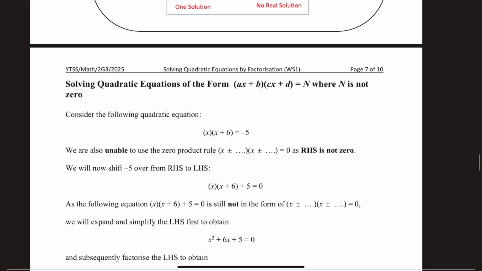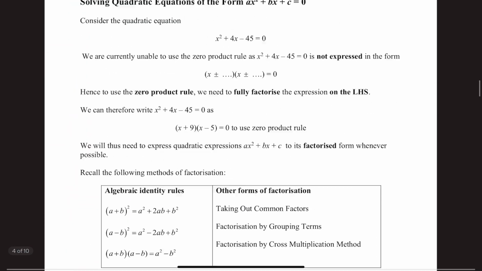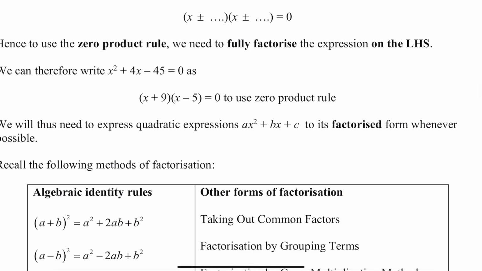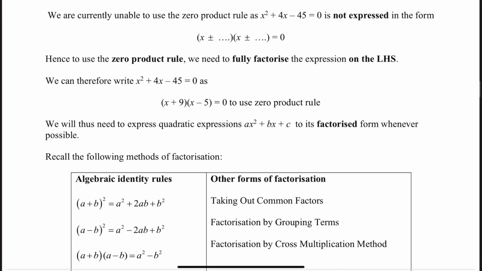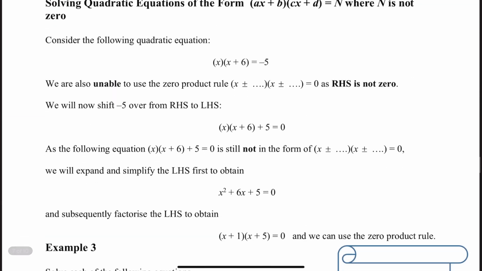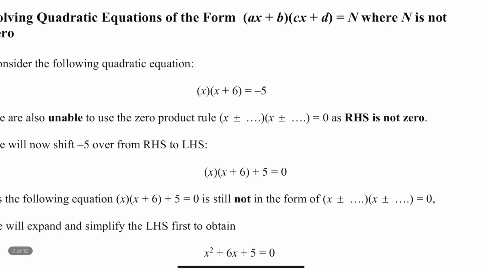If you still remember what the zero product rule is, we covered it, and the zero product rule states that if I have something times something equals to 0, either x plus 9 is equal to 0 or x minus 5 is equal to 0. This is the zero product rule. But now, if my right hand side of the equation is no longer 0 but any number, I cannot use the zero product rule anymore.